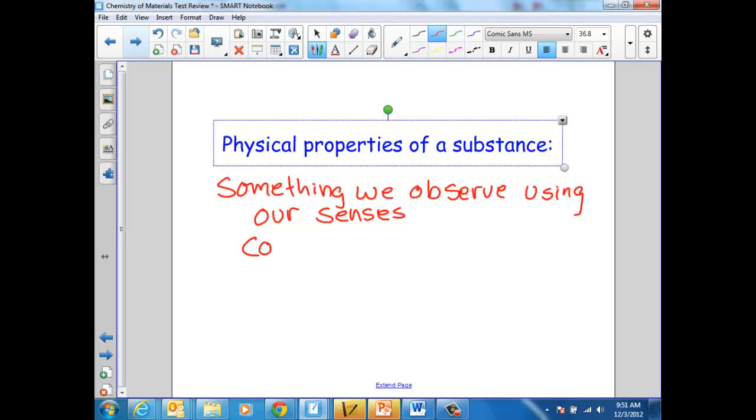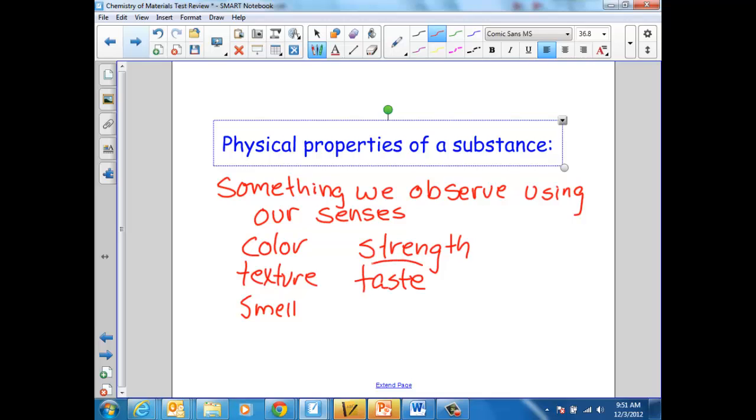Color. Color? What else? Texture. Smell. Strength. Taste, but don't do it. No, don't taste. But taste would definitely be a physical property, you're right. Just since I'm putting it out on the internet. Flexibility.